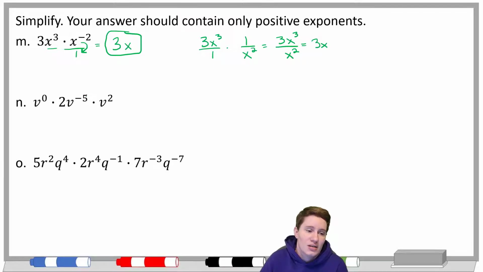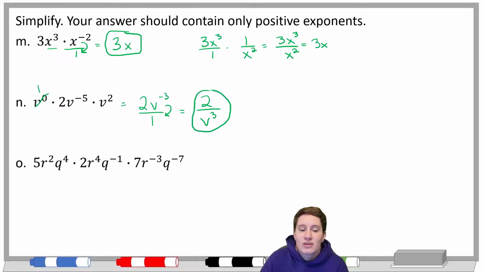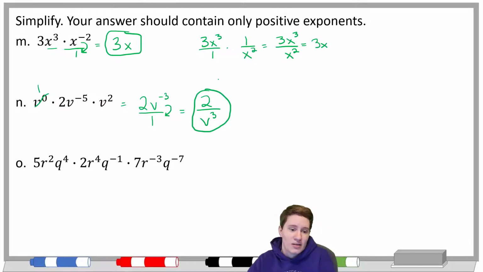For instance, here, we've got v to the 0. Oh, that's just 1. V to the negative 5 and v squared, those add together. Those exponents add to negative 3. So nothing happens with the 2 because it's the only whole number here. So we get 2v to the negative 3, and then we'd say, okay, well, it says my answer should only contain positive exponents, so I'm going to move that down to the bottom. The 2 gets to stay. The 2 has its own exponent of 1 that we are just lazy and don't write. But the v needs to move down so that it'll have a positive exponent.